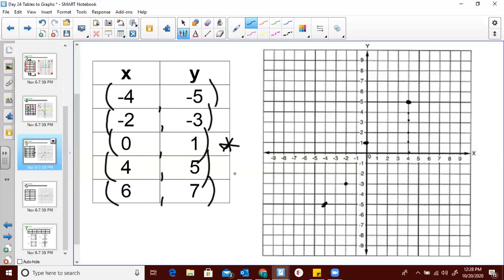And we have a 6 and 7, so we go 1, 2, 3, 4, 5, 6, and then we go up 7: 1, 2, 3, 4, 5, 6, 7. So remember, we walked 6 steps over, and then we took the elevator up 7 floors, I guess, or in this case, 7 units. All right, so these would be our points.